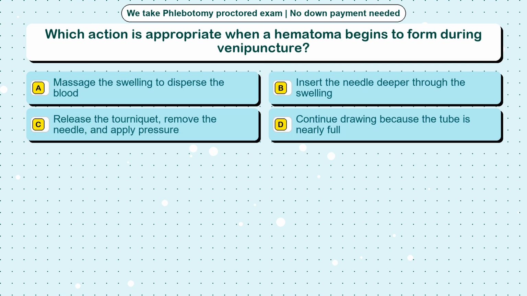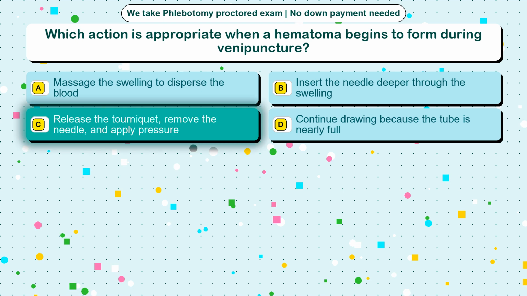Question 41. Which action is appropriate when a hematoma begins to form during venipuncture? Option A. Massage the swelling to disperse the blood. Option B. Insert the needle deeper through the swelling. Option C. Release the tourniquet, remove the needle, and apply pressure. Option D. Continue drawing because the tube is nearly full.